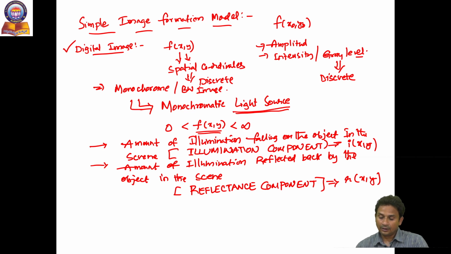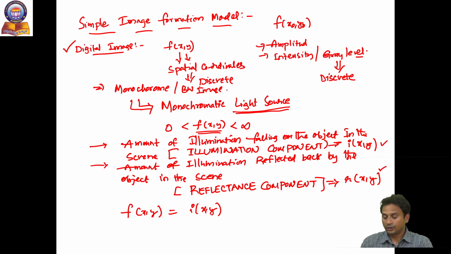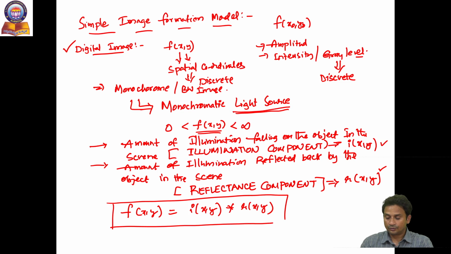Since both illumination and reflectance must exist in order to create an image, mathematically the image is represented or modeled as the product of illumination I of x y and reflectance R of x y. So this is the standard mathematical representation of a digital image, or the mathematical model of an image, where I of x y is the illumination component and R of x y is the reflectance component.